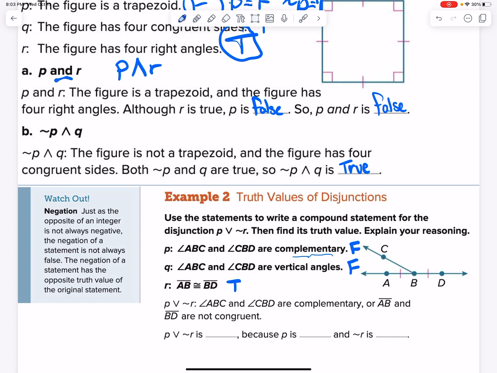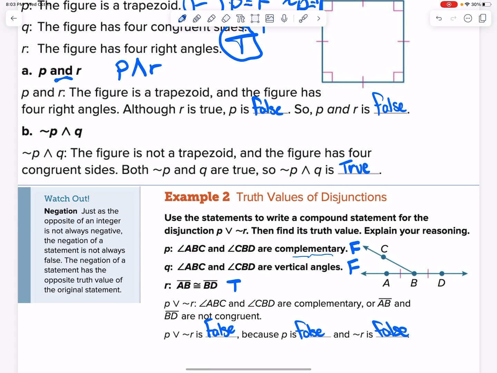Now the negation of R, AB is not congruent to BD, is false. Okay, we know that for sure. So P or R: if I look at P, it's false. It's not complementary, it's supplementary, or AB and BD are not congruent. So P or R is false because P is false, and because the negation of R is false.